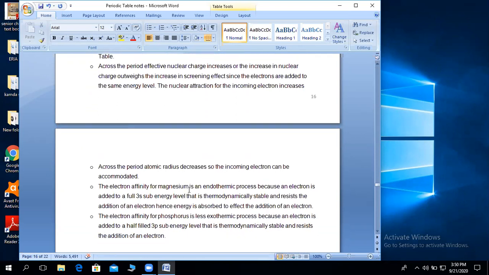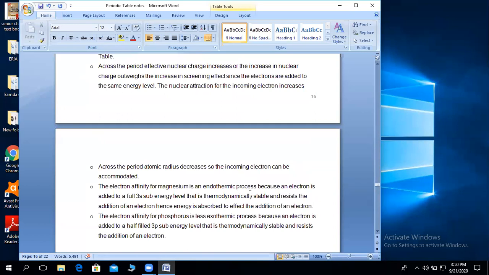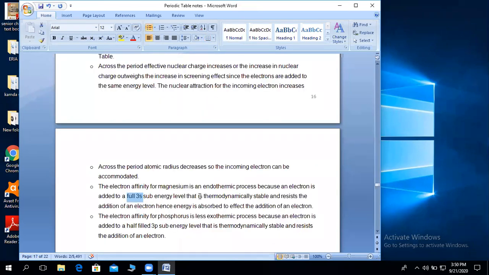So the electron affinity for magnesium is endothermic. We are still explaining, it is an endothermic process because an electron is added to a full 3s orbital. That means when you write the electronic configuration, the outermost orbital will be the 3s sub-energy level. That is thermodynamically stable and resists addition of an electron. Hence, energy must be absorbed to add that electron.